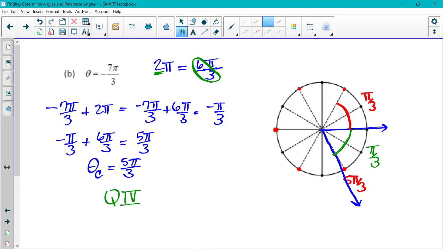Now, some people would like to say that it is negative pi over 3, but reference angles are always positive. So even though we're going from the terminal side to the x-axis, it doesn't matter the direction, okay? And there we go.